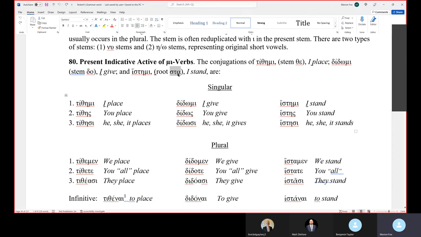And so alpha becomes, and the stimulus is changed.